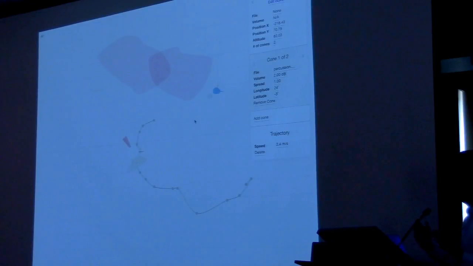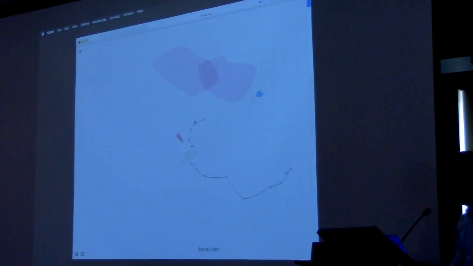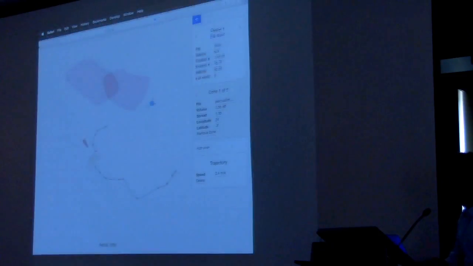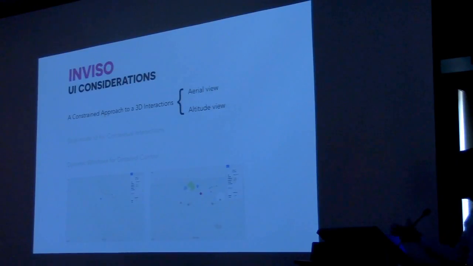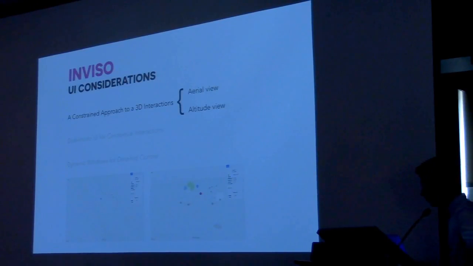So those are the main features of INVISO. Let's go back to the presentation. Okay. So that was the demo. Some of the UI considerations that went into this. So I mentioned that there were two views, the aerial view and the altitude view.